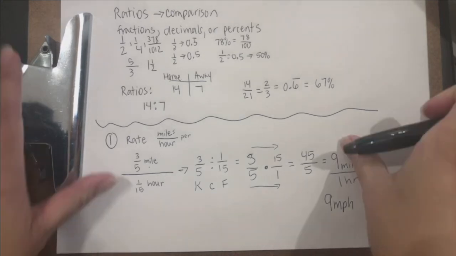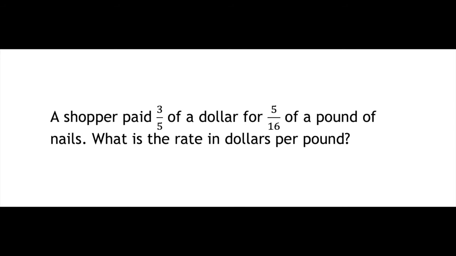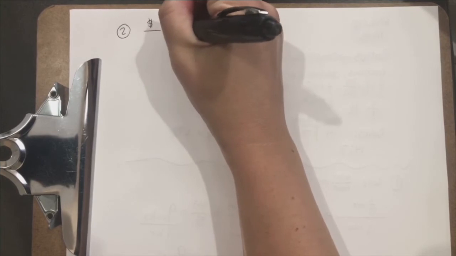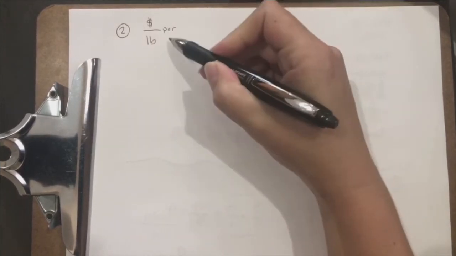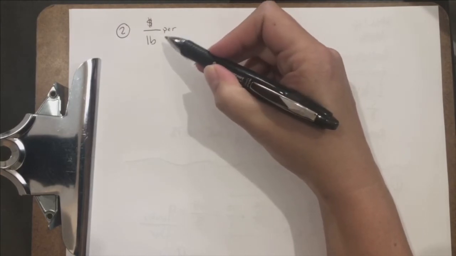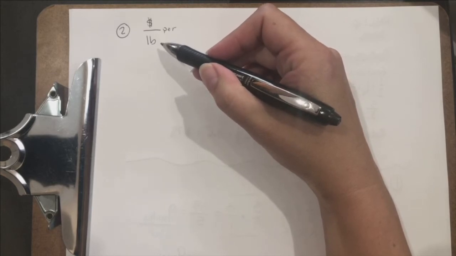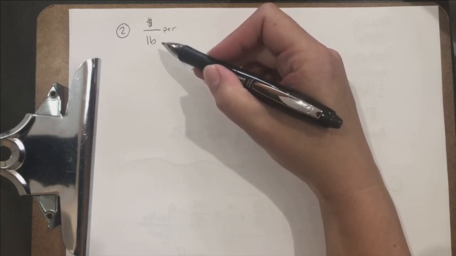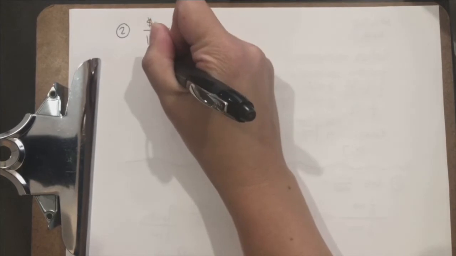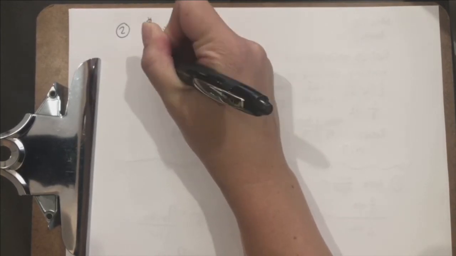All right, let's do number 2. A shopper paid 3/5 of a dollar for 5/16 of a pound of nails. What is the rate in dollars per pound? So write down dollars per pound because that's what we want. This is important in case the question is written backwards. Where it's asking what is the rate in dollars per pound, that's what we're going to look for. So we're going to set up our fraction that way. So 3/5 of a dollar.